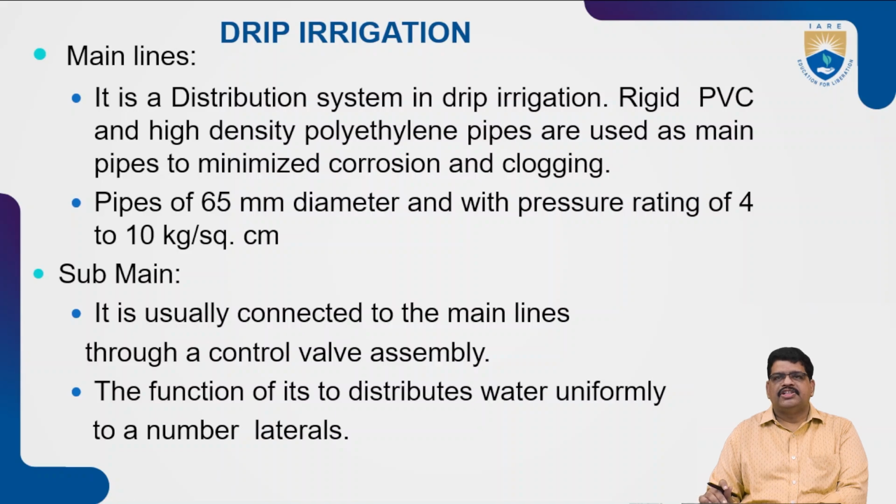Next are the main lines, which are the distribution system. Generally PVC pipes are used in drip irrigation, and high density polyethylene pipes are also used to minimize corrosion and clogging. The pipes are 65 mm in diameter with a pressure rating of 4 to 10 kg per square centimeter. Sub-main is connected to the main lines to control the valve assembly, and its function is to distribute the water uniformly to the number of laterals.